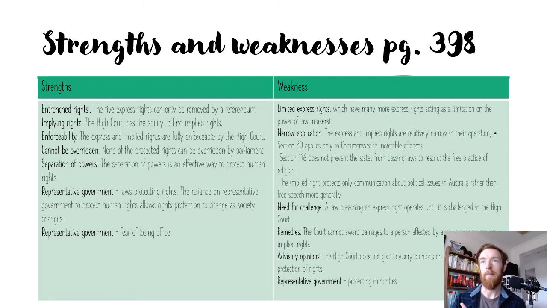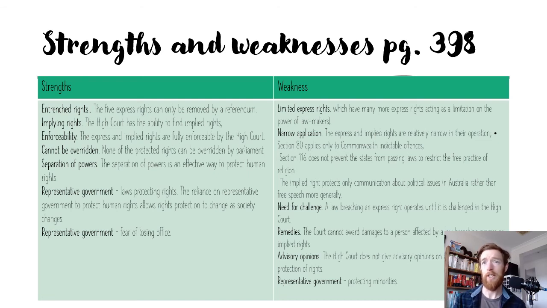Weaknesses of them is that we have limited express rights. There's only 5 of them, so there are a lot of rights that aren't covered. There's narrow application. The express and implied rights are relatively narrow in their operation, so Section 80 only applies to Commonwealth indictable offences. Section 116 does not prevent the states from passing laws to restrict the free practice of religion. So therefore, individual states could ban certain religions, which kind of defeats the purpose of that right. And the implied right only protects communication about political issues in Australia rather than free speech more generally.